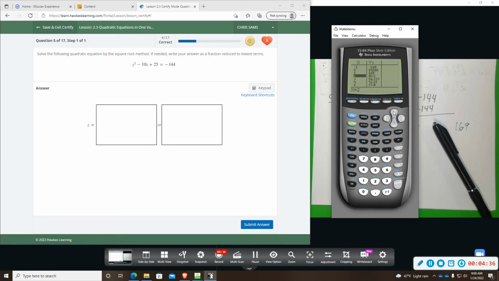So 1 and 169, and then these are not whole numbers, so just keep going down. None of these are whole numbers, none of them are whole numbers. You've got 13 and 13, and that'll probably be the only one.